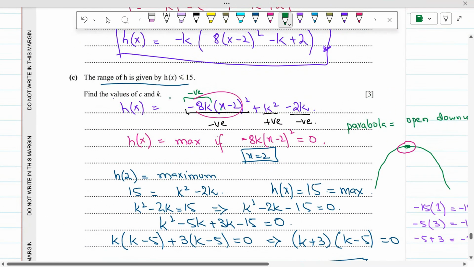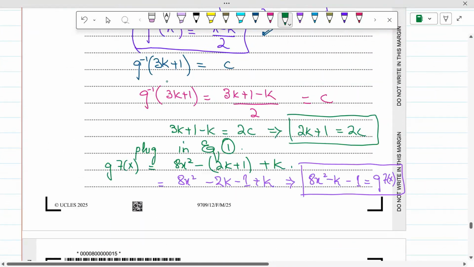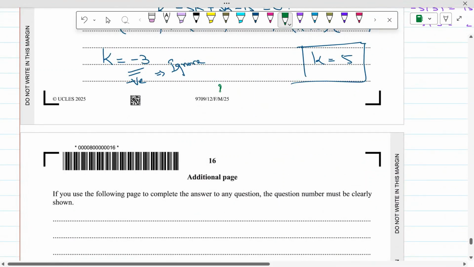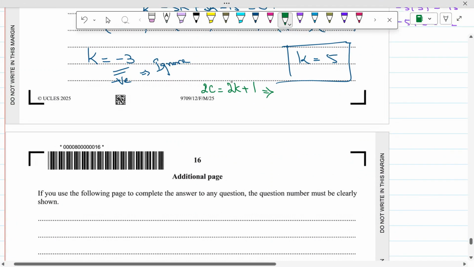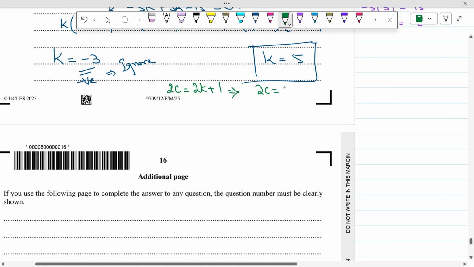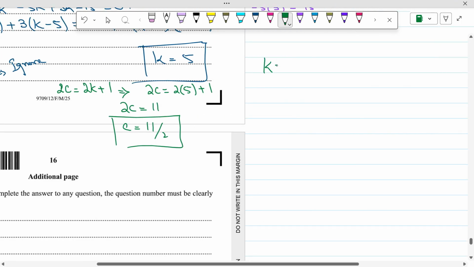Now we need to find c also, and we just showed that 2c is equal to 2k plus 1. Plugging the value of k into this equation, we will have 2c is equal to 2 times 5 plus 1, and 2c is equal to 11. So c is equal to 11 over 2. So we have calculated the value of k, which is equal to 5, and c equals 11 over 2.